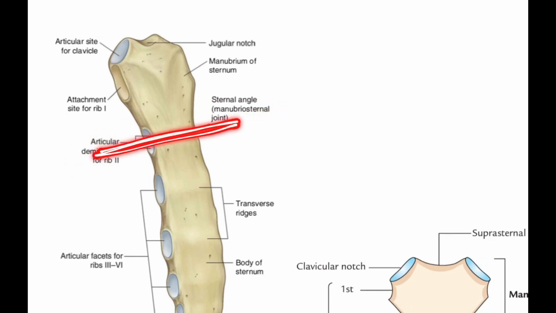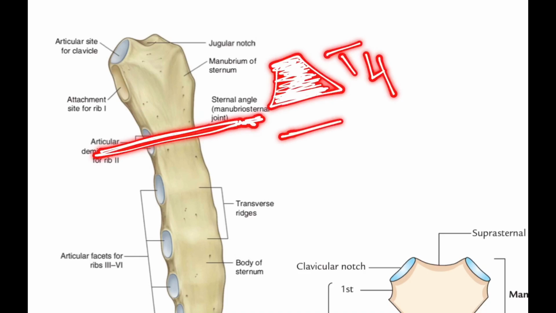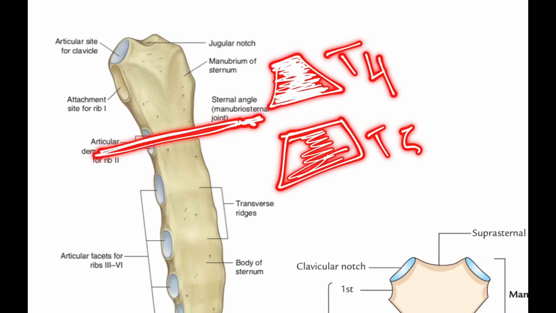The same level lies at the level of the intervertebral disc between T4 and T5. Just assume this is thoracic vertebra T4, and this one is T5, and here is the intervertebral disc. So the sternal angle lies at the level of the intervertebral disc between T4 and T5.